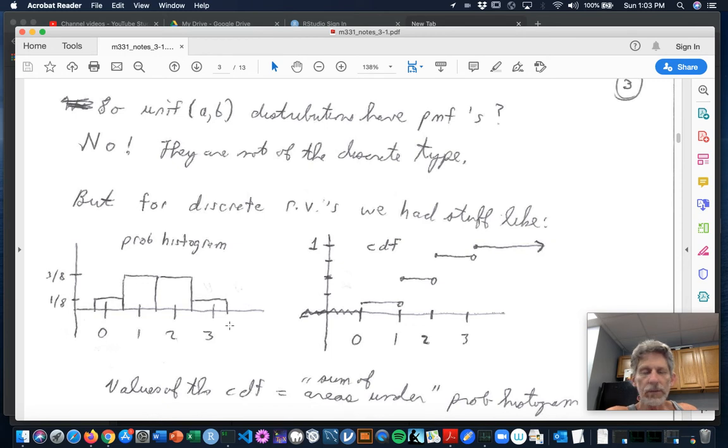Think about a uniform. It could be 0.56, like if you're just randomly picking real numbers between 0 and 1. You could pick 0.56, but you could pick 0.561 or 0.5601 or 0.56001. There's no smallest possible difference between your values. This is just totally not a discrete random variable. And how would you even make a PMF?